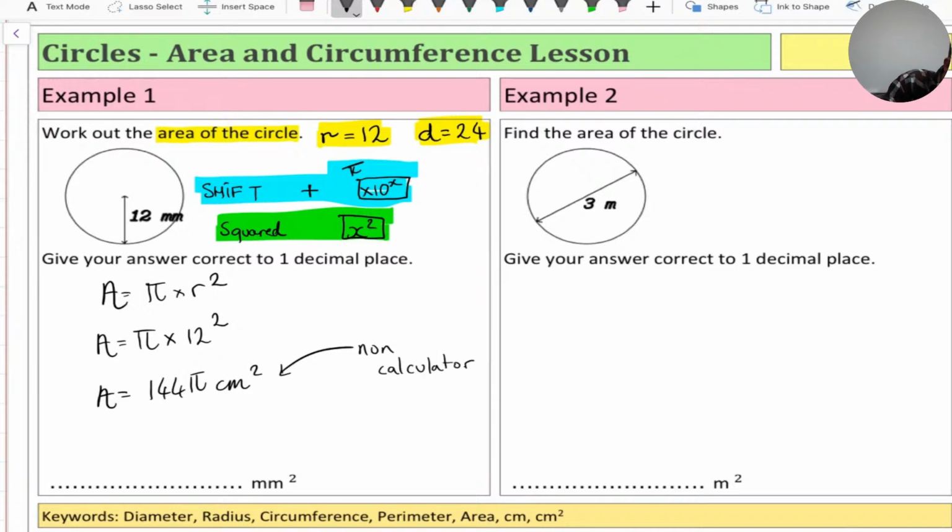Okay? But if this one here is asking for it to 1 decimal place, to do that you press the S to D button, which looks like this, and that gives you your area, which is 452.4, and in this case it's millimeters squared. So that's the answer to your first one.